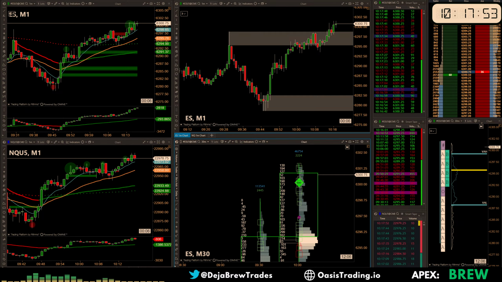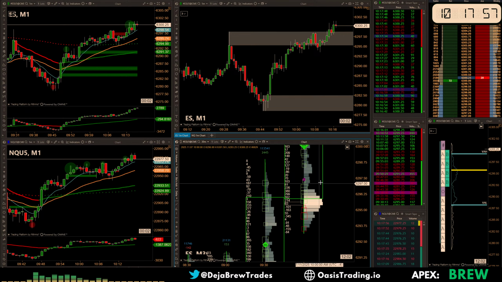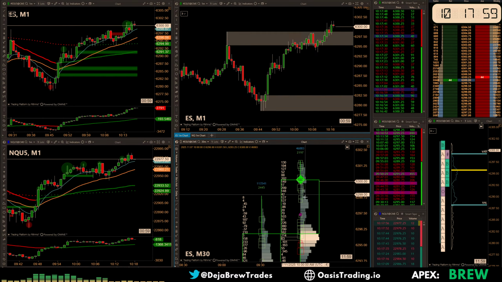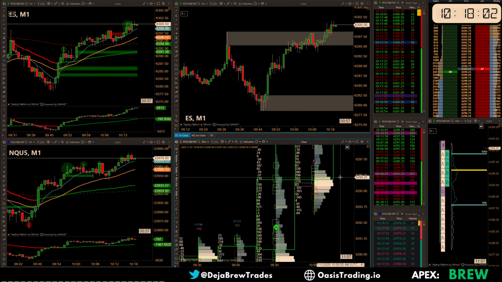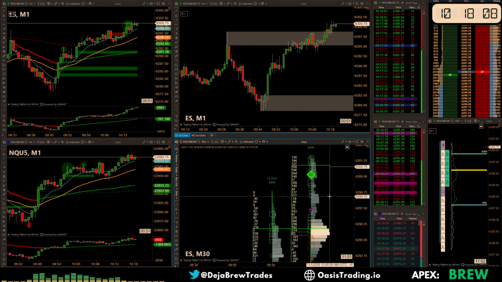We're seeing really good delta right now. Delta cluster here, delta cluster there, same level. Delta cluster here. Delta cluster there. Very strong delta clusters on ES today.